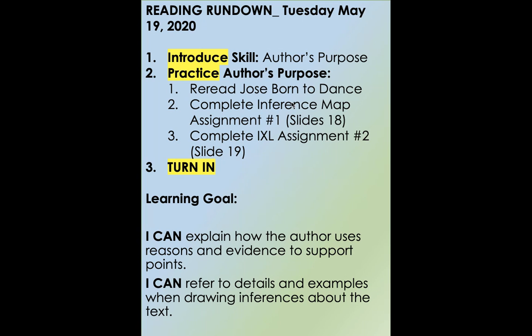So, we're going to introduce a skill. You guys will practice it. You'll reread Jose Born to Dance again, complete the inferencing map on slide 18. You will do the iXL activity that's listed on slide 19, and then make sure to turn this in. I can explain how authors use reasons and evidence to support points. I can refer to details and examples when drawing inferences about the text.